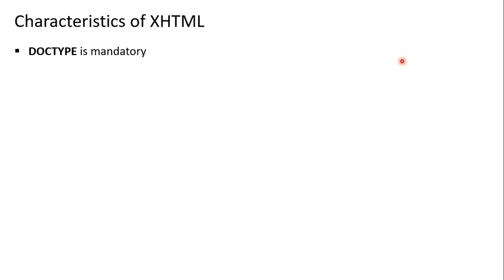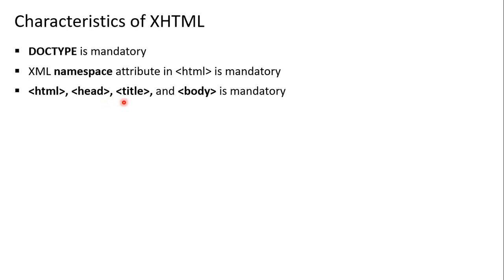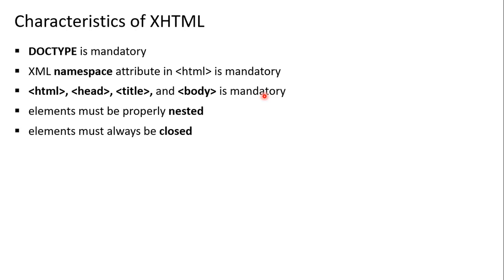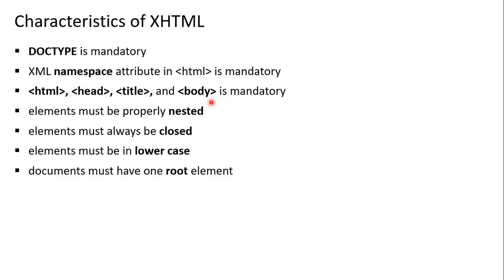So characteristics of XHTML. DOCTYPE is mandatory, and it was optional in HTML, but here it is mandatory. The XML namespace attribute in the html element is mandatory. The html, head, title and body elements are mandatory. Elements must be properly nested. Elements must always be closed. As I have started with html, then it must be closed with /html, like this, head, title, body. Elements must be in lowercase. Documents must have one root element. Attribute names must be in lowercase. Those are the rules we have to follow.